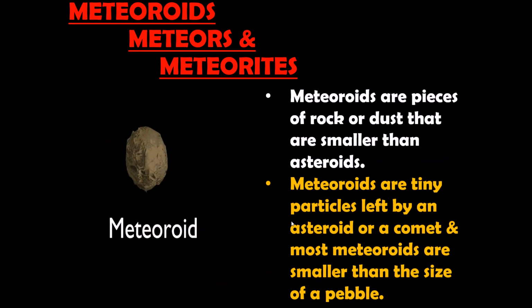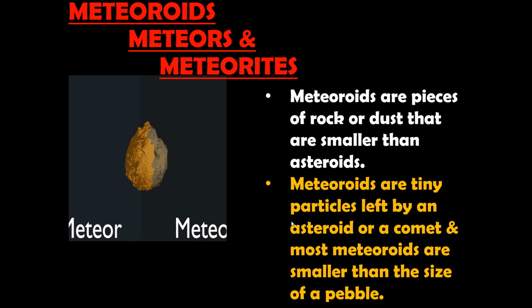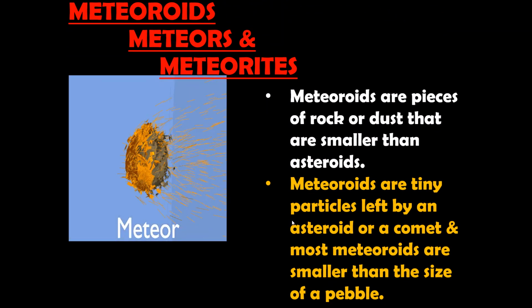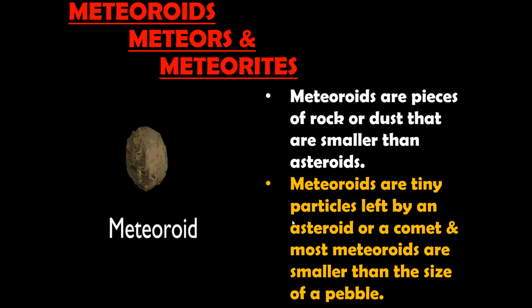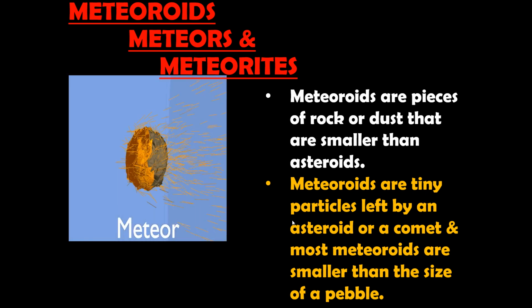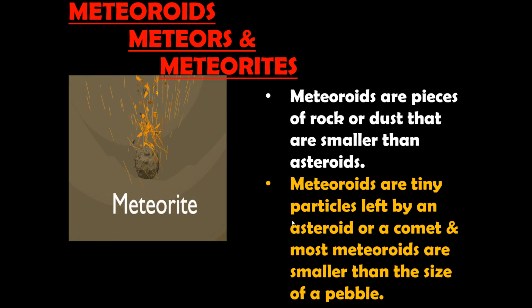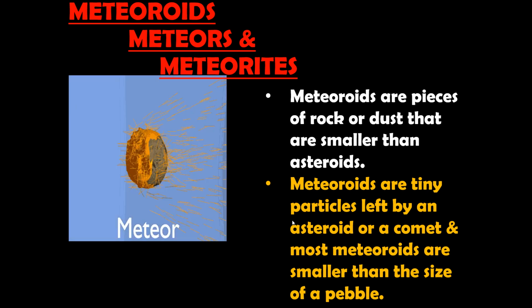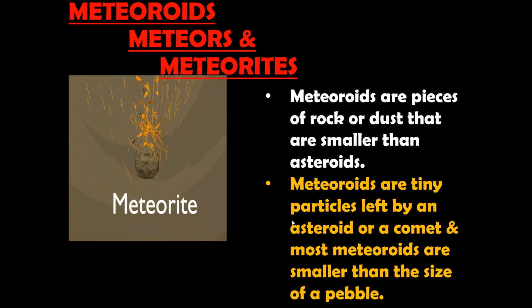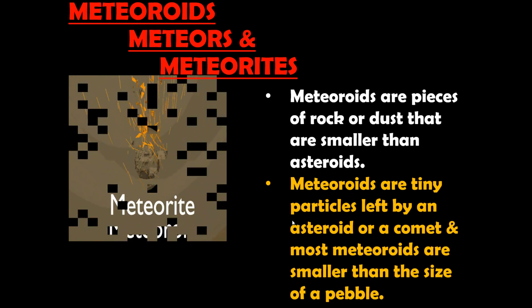Meteoroids, meteors, and meteorites. Meteoroids are pieces of rock or dust that are smaller than asteroids. Meteoroids are tiny particles left by an asteroid or comet, and most meteoroids are smaller than the size of a pebble. So in this GIF, you can see how meteoroids, meteors, and meteorites look.